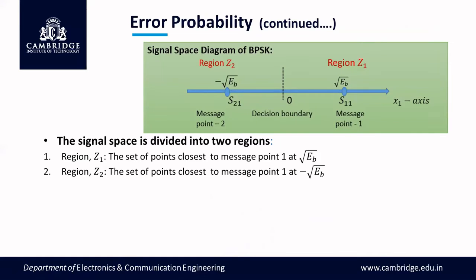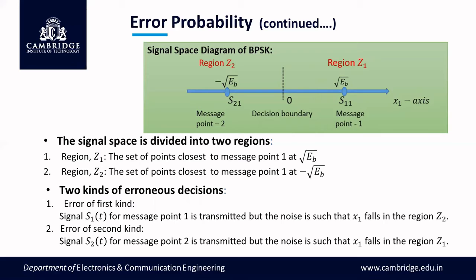So now the signal space is divided into two equal regions, right? Region 1 is taken around message point S11, and region 2 is taken around another message point S21. The discrimination is made through this decision boundary taken at 0. Region Z1 is the set of points closest to message point 1 at root Eb. Region Z2 is the set of points closest to message point 2 at minus root Eb.